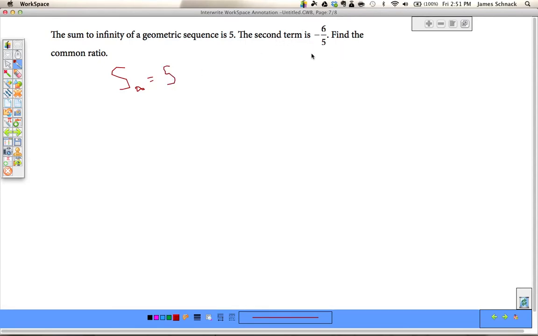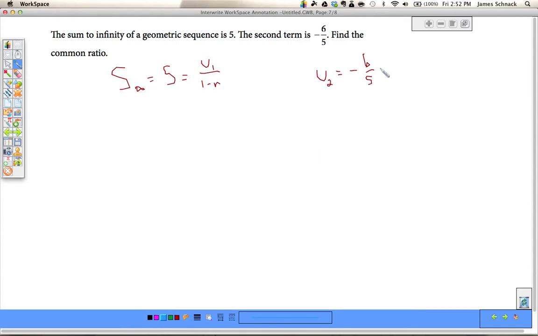And the second term, U2, is negative 6/5. Find the common ratio, oh my. If I knew the first term, I could just say that 5 equals U1 over 1 minus R, and I'd be done. That'd be great. But unfortunately, I don't know the first term. I know the second term. And oh, how are we going to find the first term? Well, we would need the common ratio to get to the first term from here.